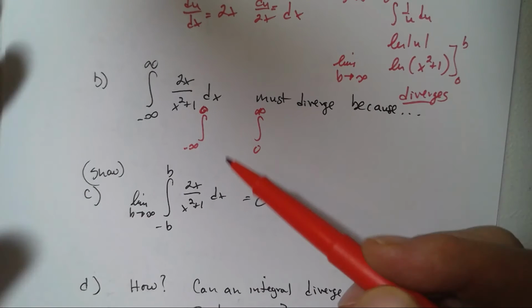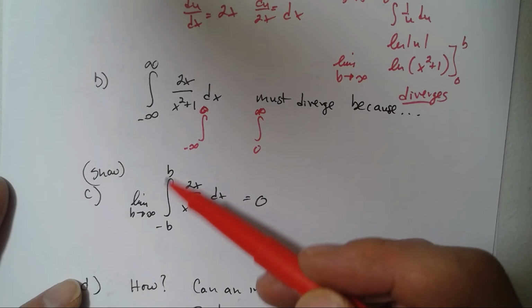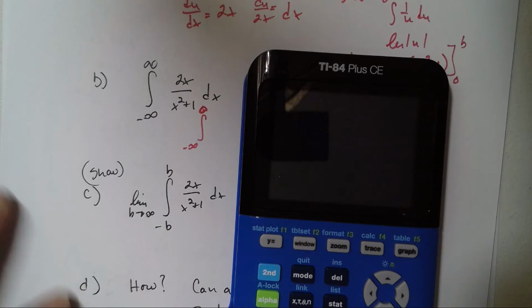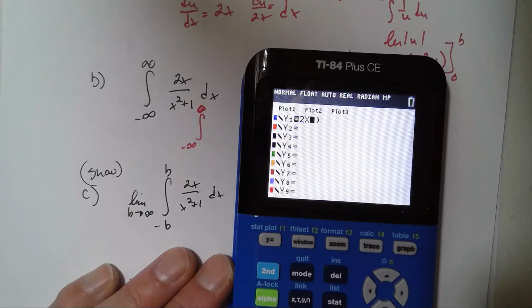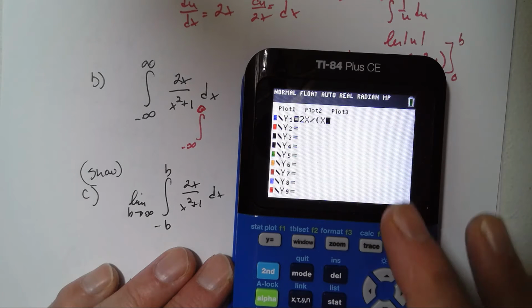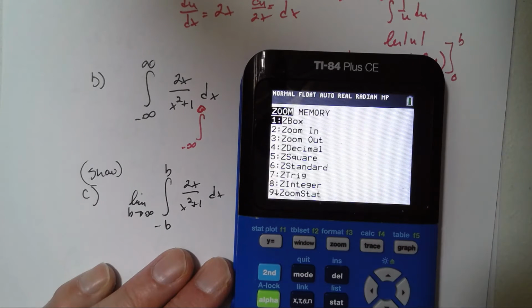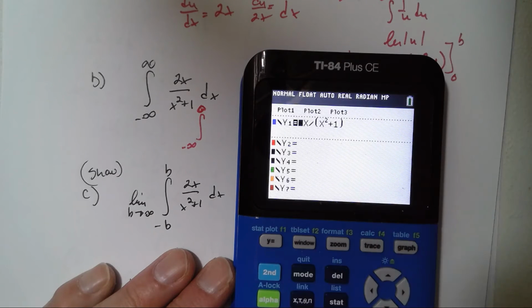Now part C says show from negative b to b that it's 0. So if we graphed 2x over x squared plus 1. It's beautiful. Try it again. And graph.